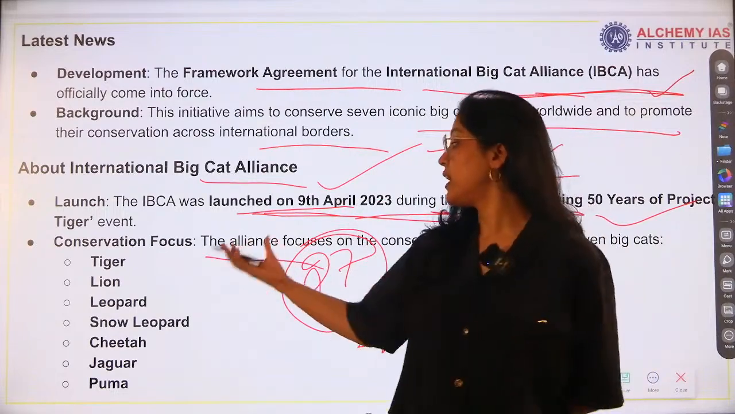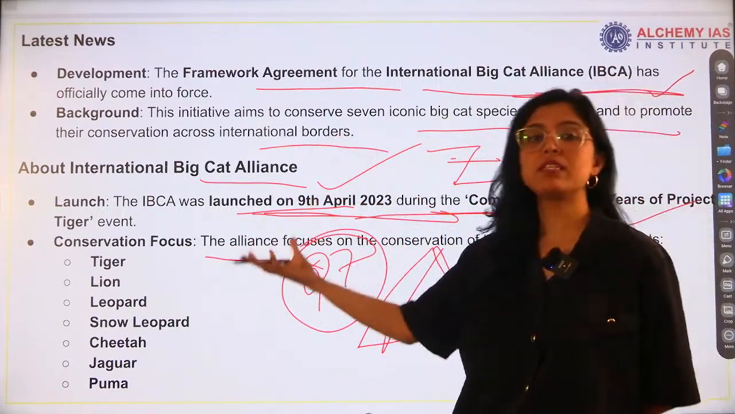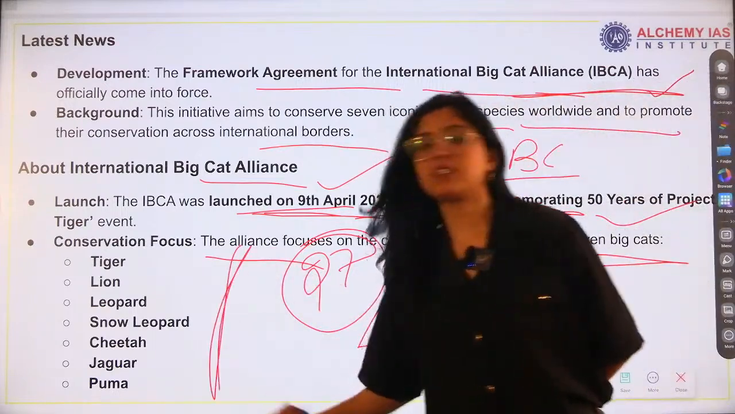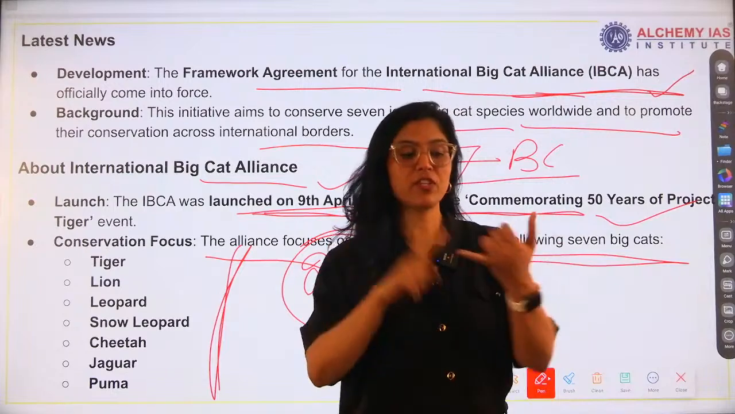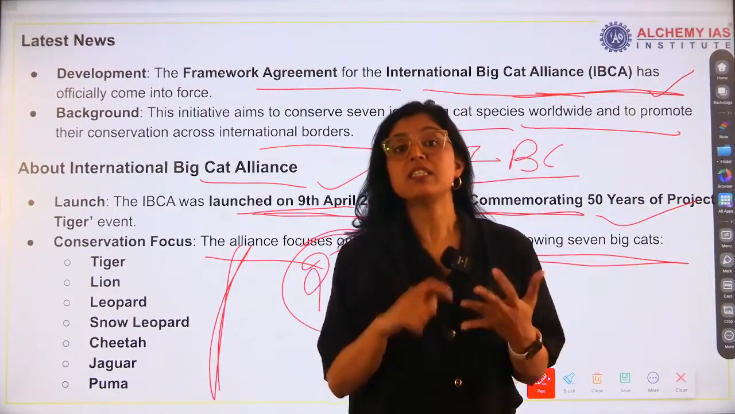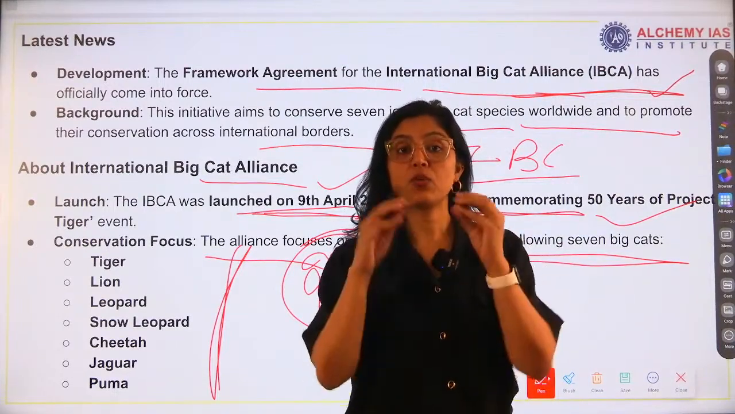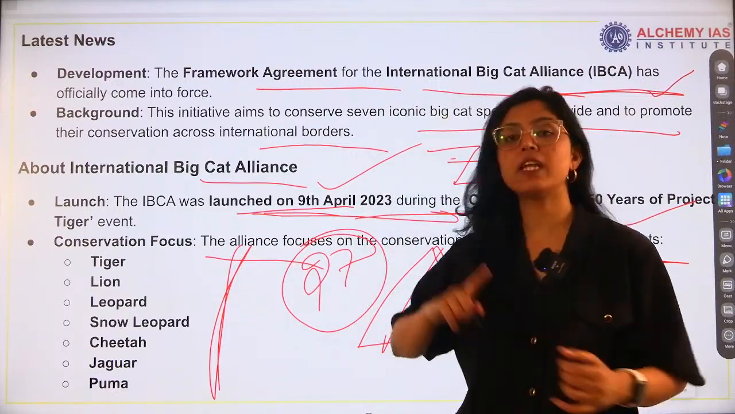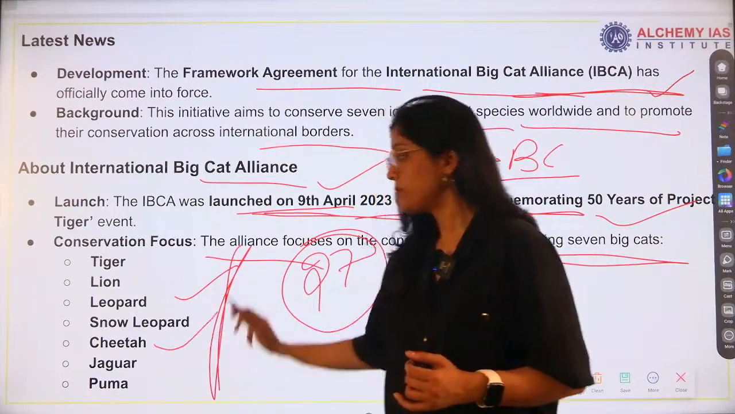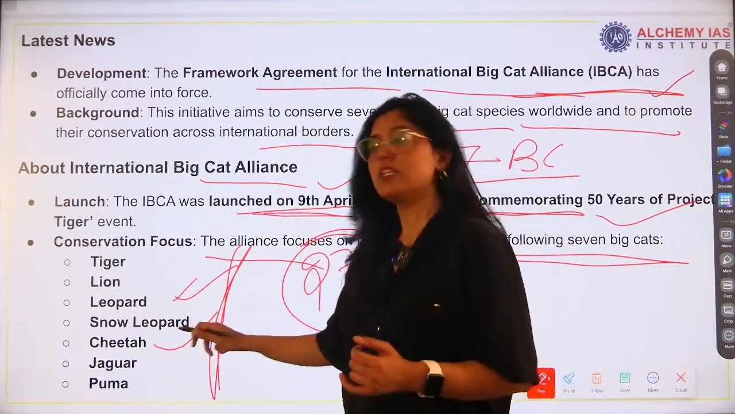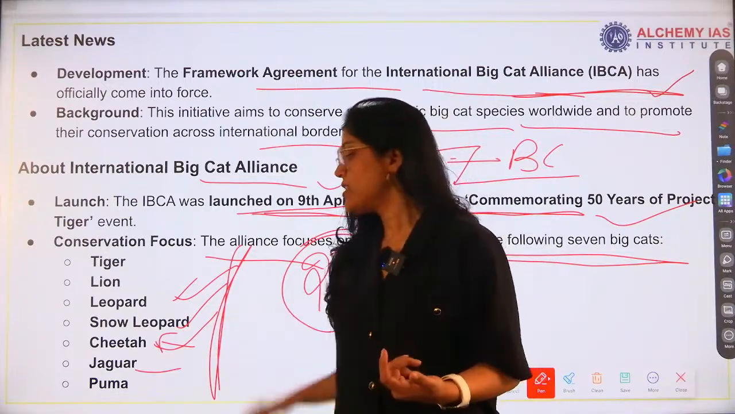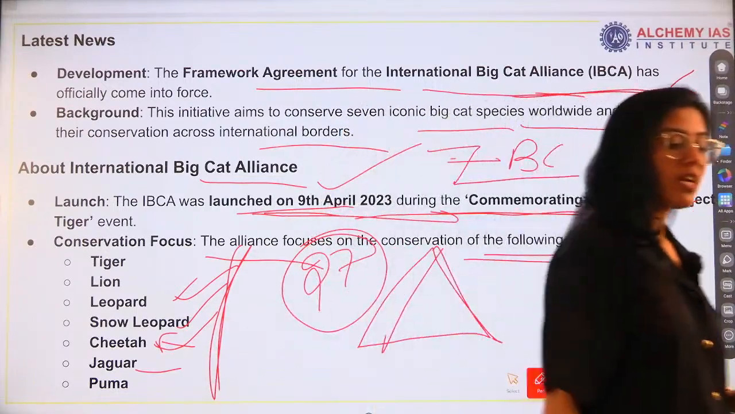Conservation focus. This alliance, IBCA, focuses on the conservation of the following 7 big cats. A simple question that can be asked. First of all, we have to read Project Tiger. Second, what are these big cats? What all cats are coming under this? First is tiger. Second is lion. Third is cheetah. Right? Tiger, lion, leopard, snow leopard is a different animal. Cheetah, then jaguar, and then puma. Okay, so these are the 7 big cats.